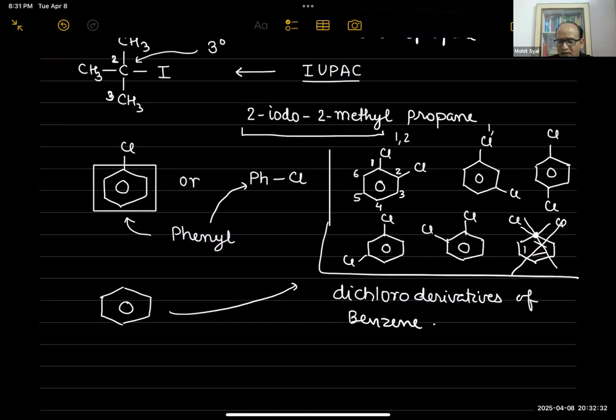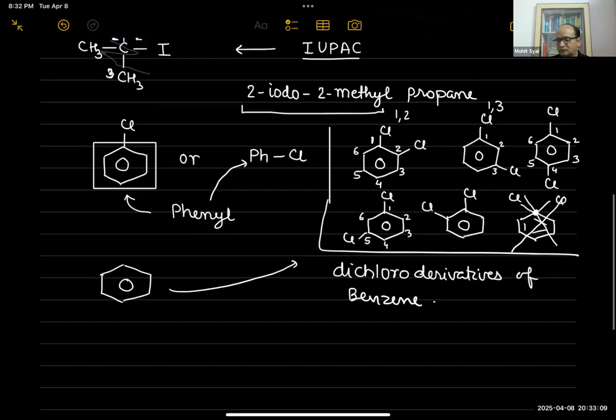Zainab, it is 1 and what should I write? 1,3. 1,3-dichloro. Ibrahim, what should I write? Sir, 1,4-dichlorobenzene. Yes. And what about this one? 1, 2, 3, 4, 5, 6. Am I doing it in the right way?